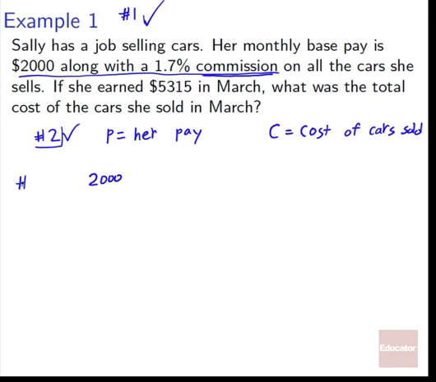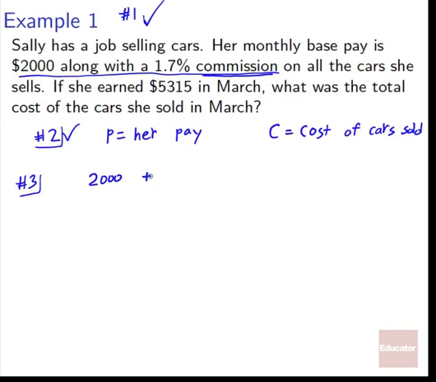Number three, we set up equations. So we want to have some way of being able to talk about her pay, right? $2,000 plus 1.7% of the cost of those cars sold. So how does that work out? We might go, well, I don't really remember how percent works. So let's test some stuff, right? We know 10% of 100 should wind up being 10. We know that 5% of 100 should wind up being 5. We know that 1% of 100 should wind up being 1.